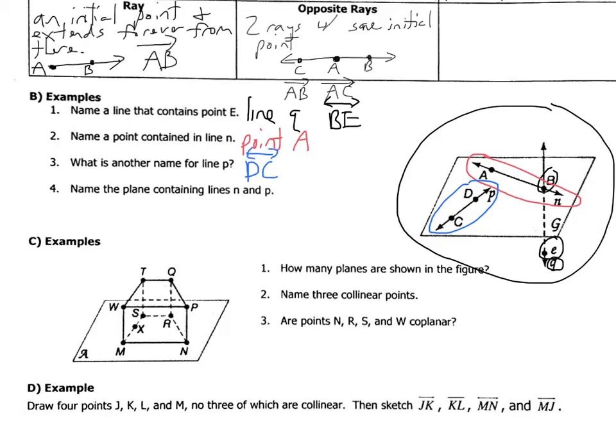Name the plane containing lines N and P. Well, those are the red and blue circles. So that's this whole plane right here. So to name a plane, pick 3 points from it. You need 3 points to name a plane. So I could pick C, D, and B if I wanted to. Call it plane CDB. To name a plane, you need 3 points from that plane.